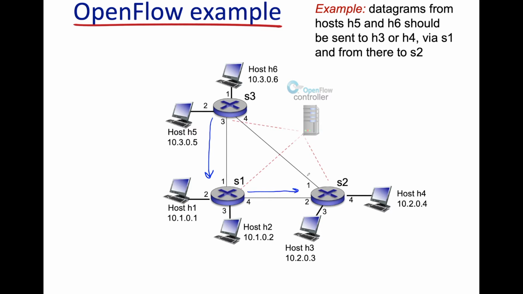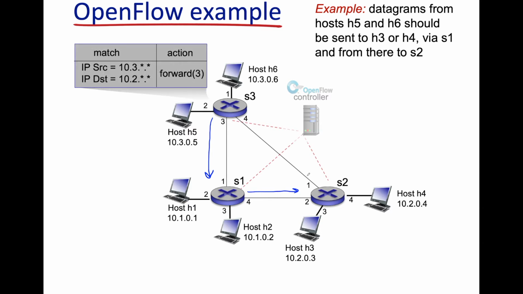So how are we going to do this? We start out with a match action rule that says if your source IP address is on the 10.3 network and your destination IP address is the 10.2 network, the router S3 is going to forward out port number 3. That implements this edge going down from S3 to S1.